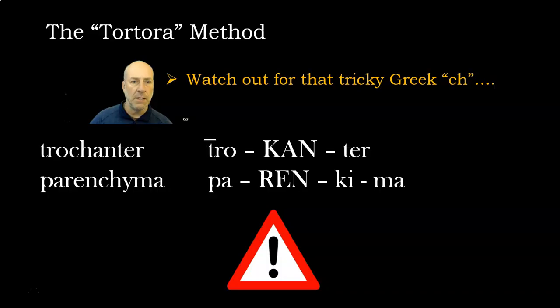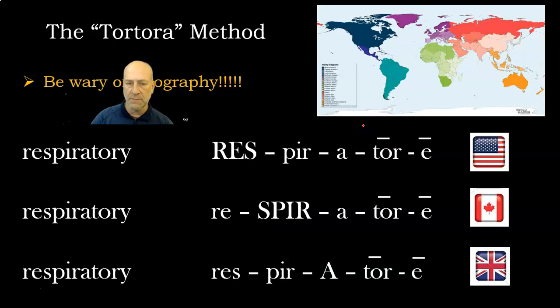Okay, and look out for that tricky Greek CH, because it's not a ch sound, the one you've known your whole life. It's not a ch, it's a k, right? This word right below me here, there's no trochanters here. There's no chanting going on. That's not trochanter, that's trochanter, right? The superior and inferior trochanter are huge, important landmarks on the femur, the big leg bone. That's not parenchyma, that's parenchyma. Parenchyma. Okay, it's a CH as a K, so be wary of that. That's definitely something you want to remember.